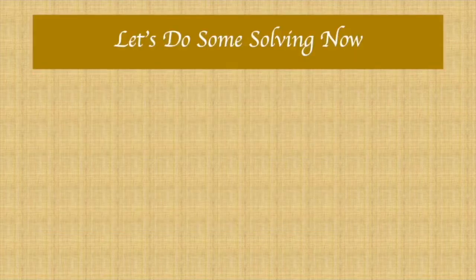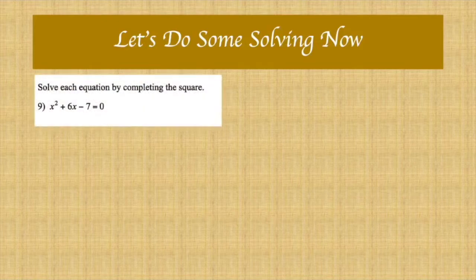Okay, let's go. All right, now let's do some actual solving. Solving means we're going to solve for the value of x. We're going to use the completing the square, but we're going to solve for x. This might be able to be factored, but it might not be able to be factored. I'm not even going to check it right now because the instructions tell us to complete the square.